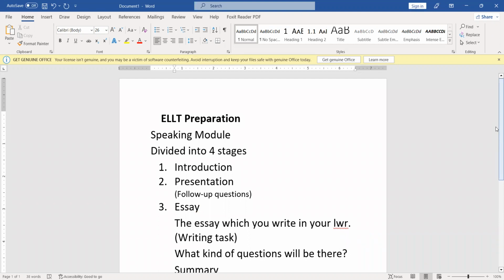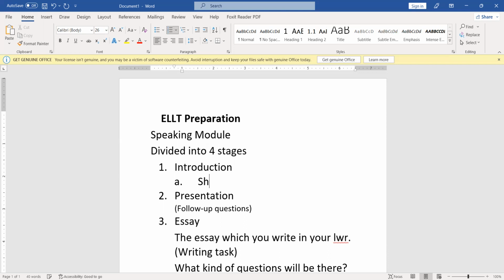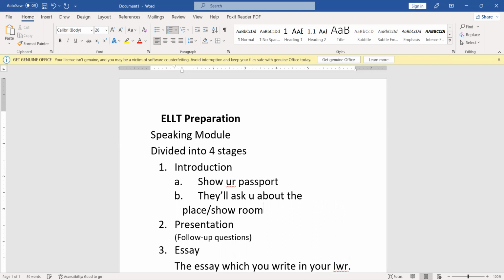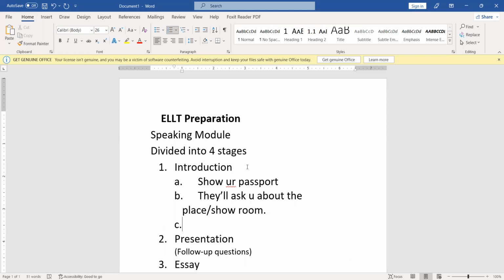We are discussing the speaking module, right? The speaking module has been divided into 4 stages. And how many stages? 4 stages. The first one is introduction. In the introduction, you will be asked to show your passport. Second, they'll ask you about the place you belong. You will show your room. And another one would be sharing your screen with them. Computer screen, right? Yeah.